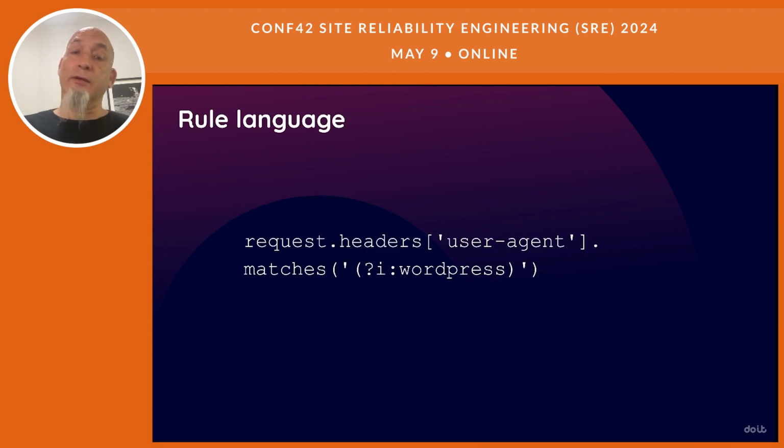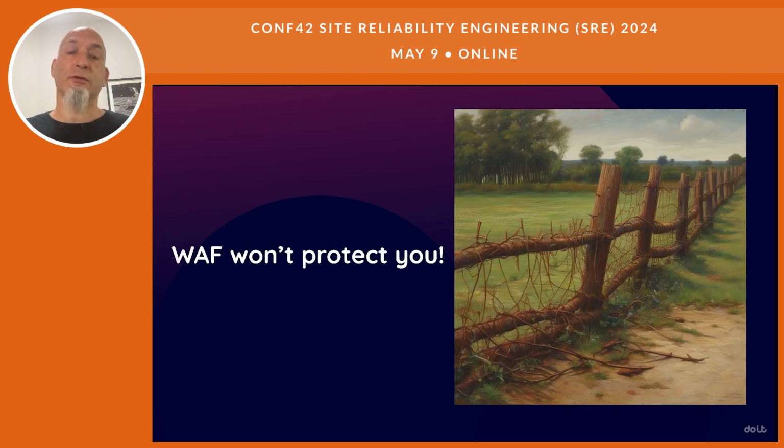Now you can write your own rules if you want. So in this case, we're looking at the user agent header and looking for WordPress, case insensitive. In that, we might imagine that a hacker is trying to break into WordPress. So we write that rule. I would suggest that you use the rules the experts wrote at a far greater degree of sophistication, which addresses false positives and false negatives better than you probably will be able to.